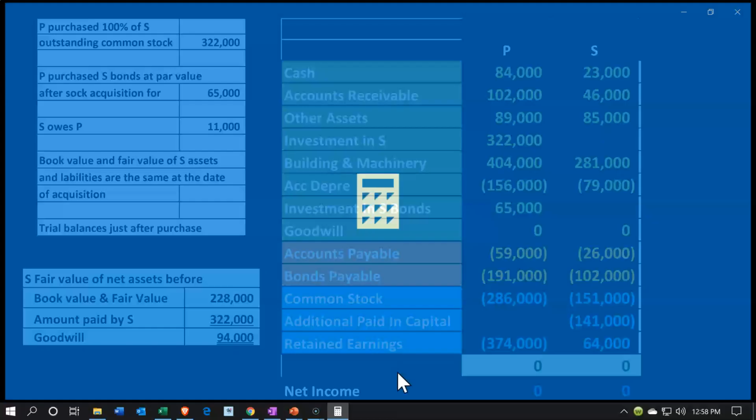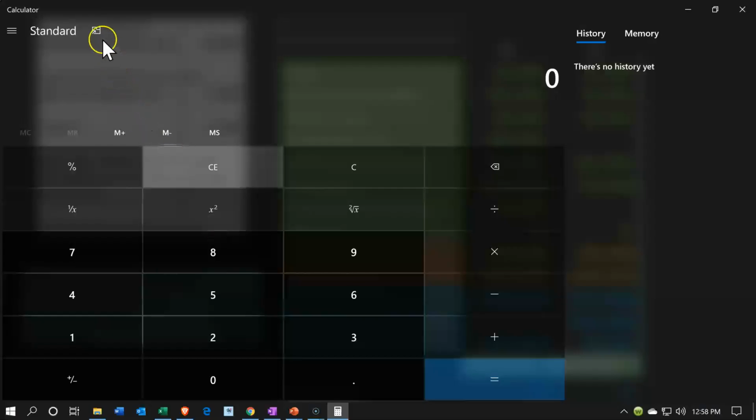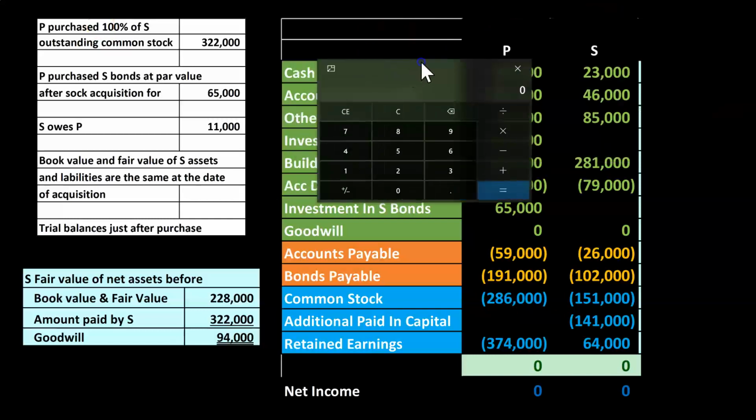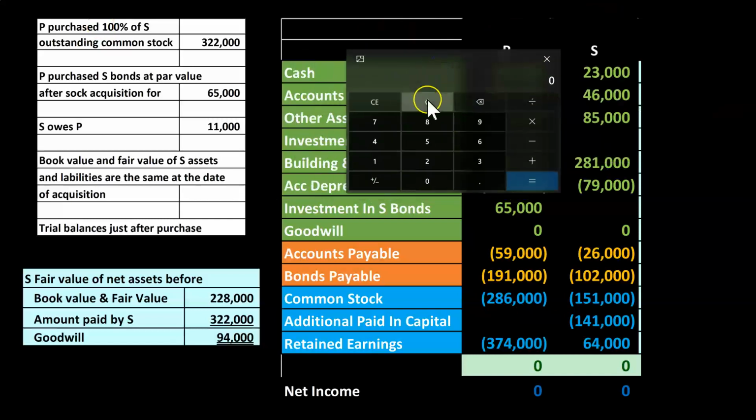And then we're saying, okay, if we took the book value and considered the calculation of goodwill, we can just take these numbers for S over here and say, all right, if I took the assets, 23,000 plus the 46,000 plus the 85,000 plus the 281,000 minus the 79,000 minus the 26,000 minus the 102,000, you would think that that would be the amount that you purchased for if it was purchased basically at the book value, right? But that's not the case in this case. It doesn't necessarily have to be.